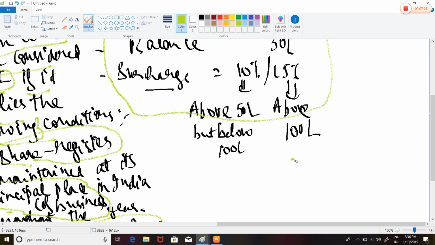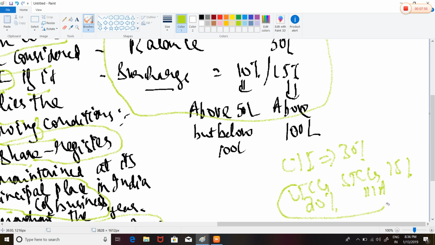Casual income shall also be taxed at 30%. LTCG, STCG, and section 111A are the same: 15% for this and 20% for this, with the same provisions as LTCG and STCG. Any shortfall in income below the exemption limit shall be adjusted against LTCG and STCG.